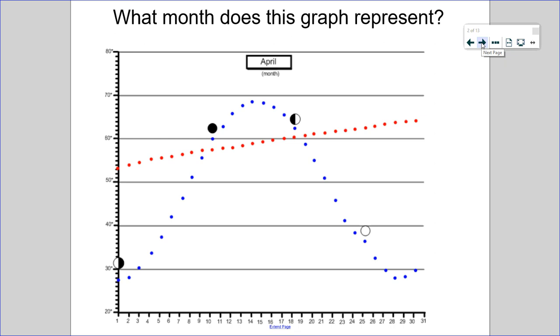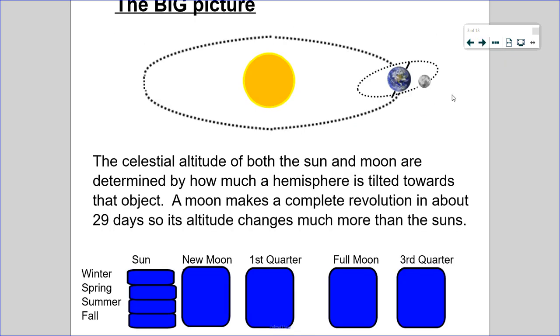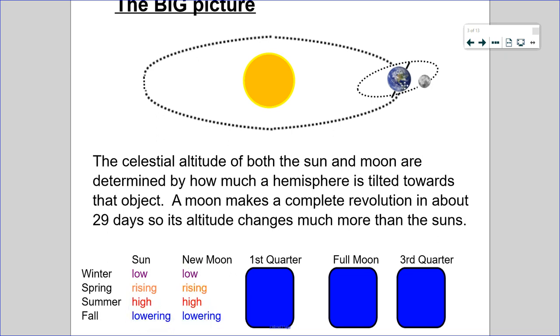So we'll come back to this graph in just a second because it's kind of important. This is the pattern that we uncovered when looking at all those graphs in sequence. We could see that the sun follows a simple pattern where it's low in the winter, it gets higher in the spring, it's very high in the summer, and then it starts getting lower again in the fall. The new moon, because it's always in the same position relative to the Earth when compared to the sun, follows the same pattern as the sun.